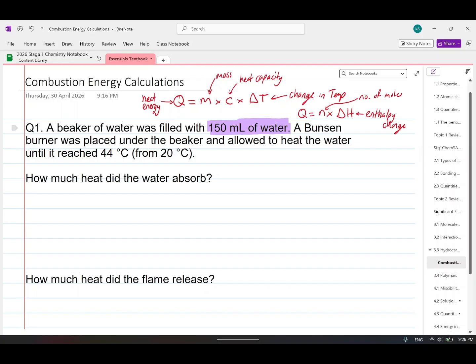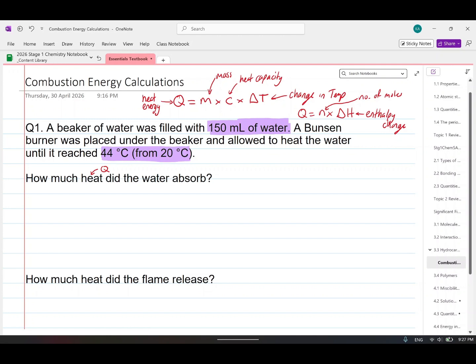In this particular case, we use a Bunsen burner to do the heating, and the temperature change we can calculate from these two values here. So we know what the final temperature is, we know what the initial temperature was, and so we can calculate a delta T. Now, we'll just formalize that here. How much heat did the water absorb? This is Q. We're looking for Q for the water.